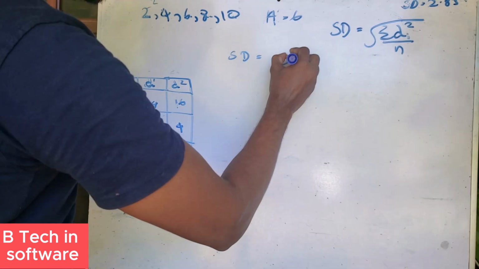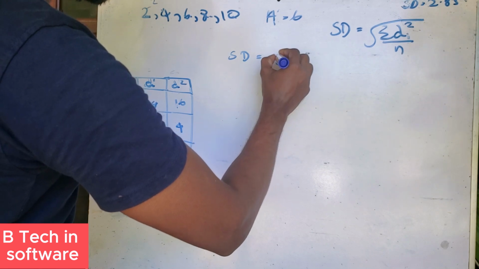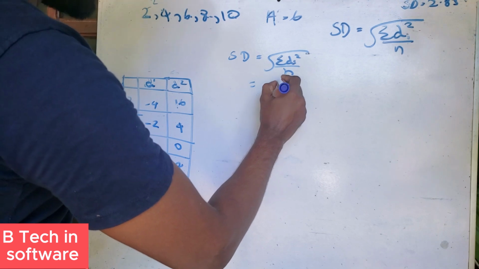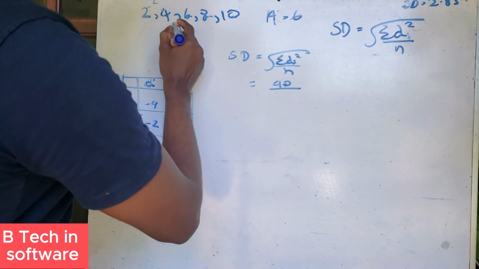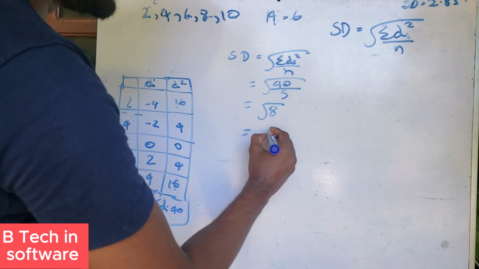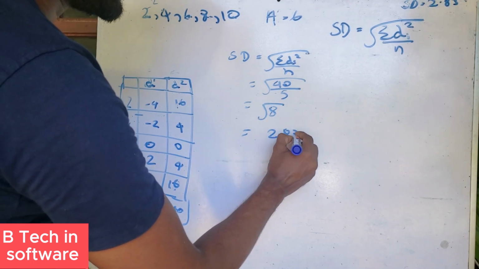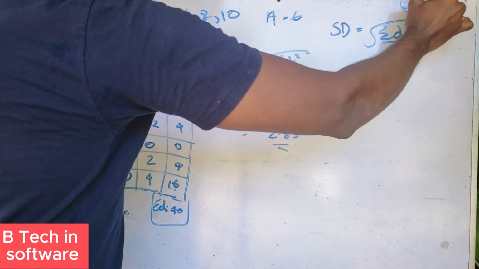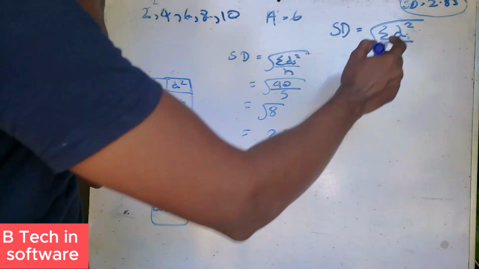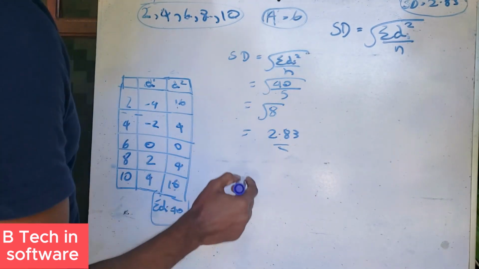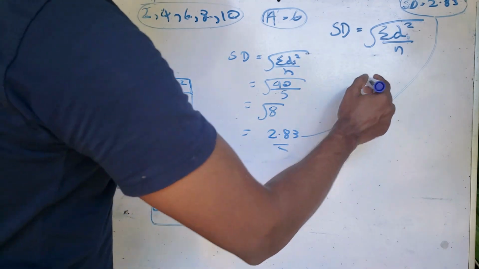Standard deviation is the square root of sigma di squared divided by n. Now sigma di squared is 40. N is 5, and then you will get the same output. Previously we calculated without the assumed mean. Now we calculated the sequence with the assumed mean. Both times we got the same output.